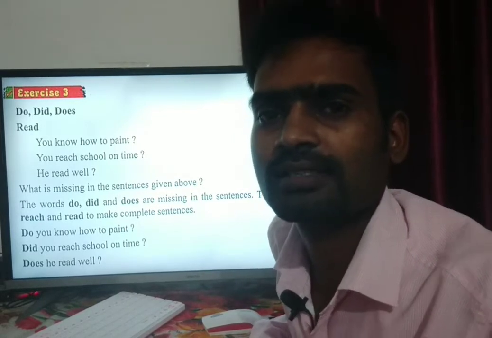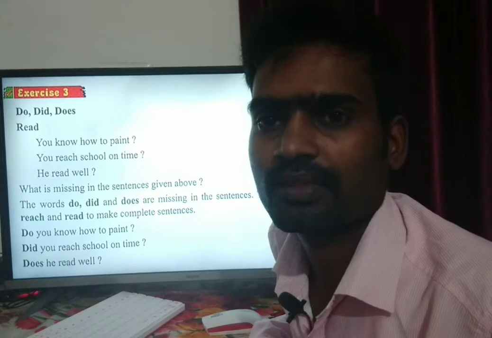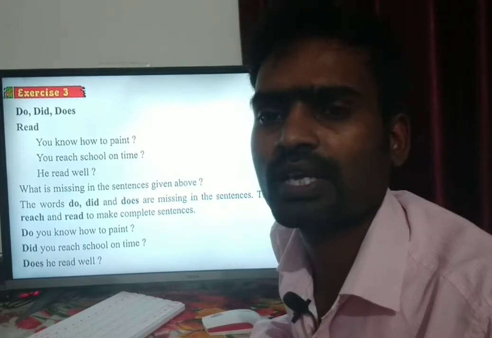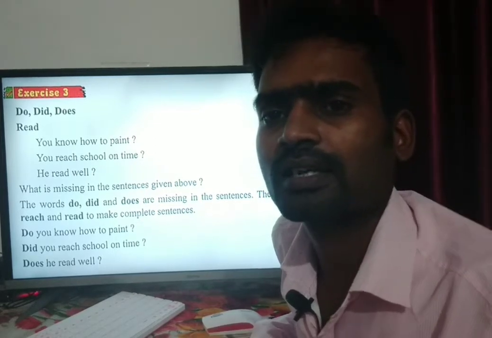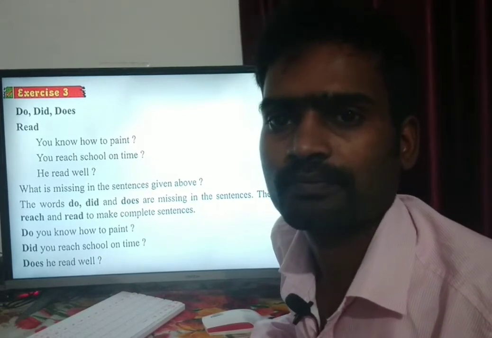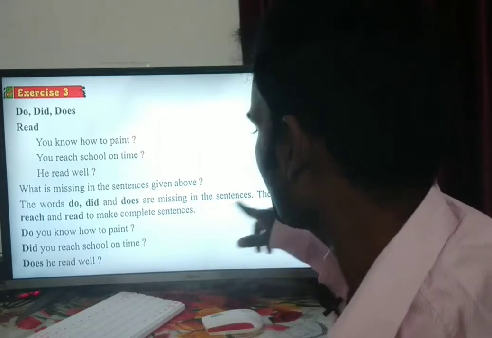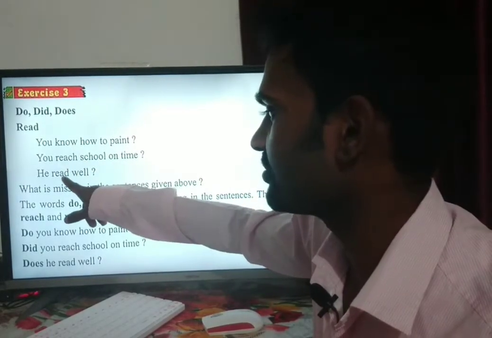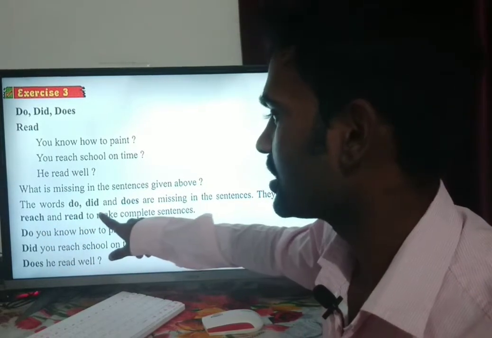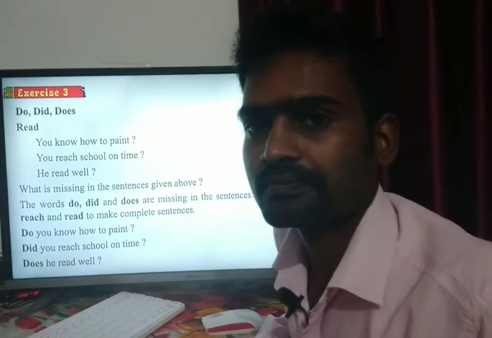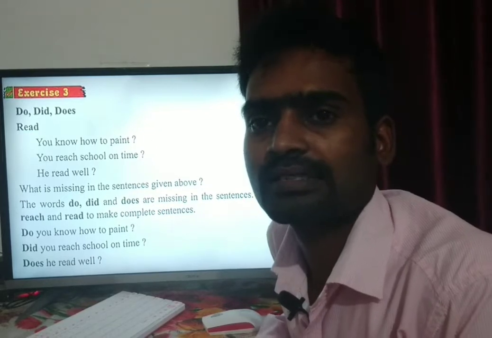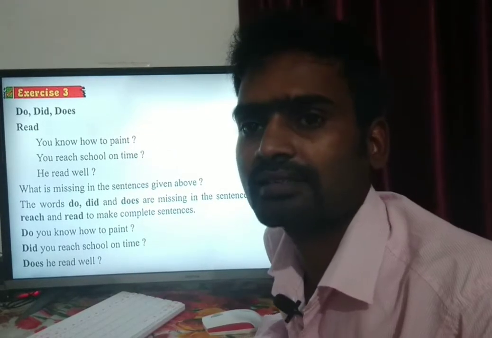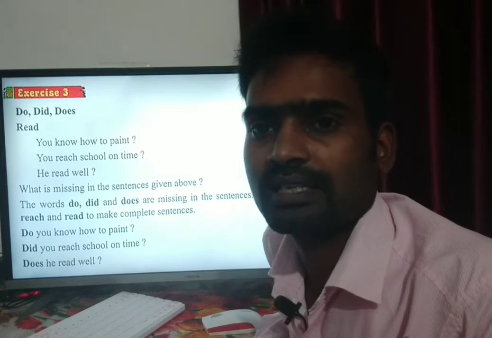Dear children, this is called a helping verb, or we can say auxiliary verbs. Sometimes it is working as a main verb and sometimes it is working as an auxiliary verb. Right, dear children? So let's continue. They help the verbs know, reach and read to make complete sentences. So without using this, it is an incomplete sentence. Here we have 3 sentences that are called incomplete sentences.